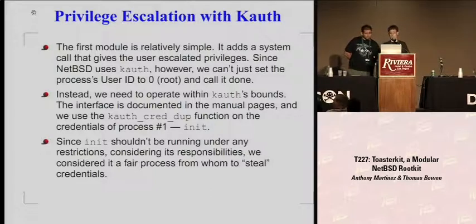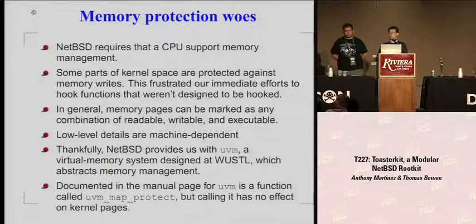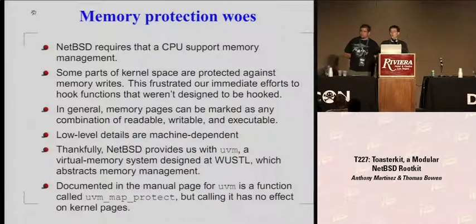And once we get more complicated than that, we start running into some of the things we want to modify are locked. They can't be written to. Trying to use the equal assignment operator in C, we just crash the system. So there's functions for the memory manager, UVM map protect, and it says that it'll remove write protection, but it doesn't actually work against kernel memory.